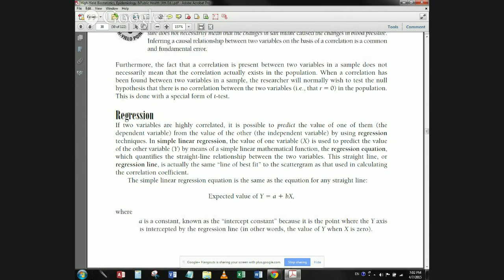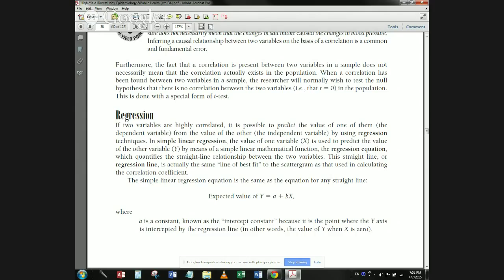Regression. If two variables are highly correlated, it is possible to predict the value of one of them, the dependent variable, from the value of the other, the independent variable, by using regression techniques. In simple linear regression, the value of one variable x is used to predict the value of the other variable y by means of a simple linear mathematical function. The regression equation quantifies the straight line relationship between the two variables. This straight line or regression line is actually the same line of best fit to the scattergram as that used in calculating the correlation coefficient.